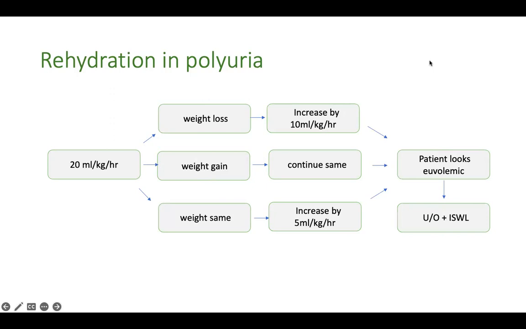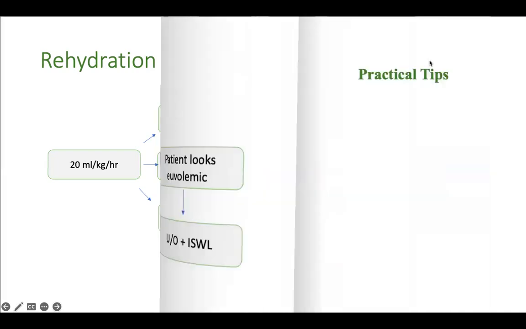Remember, just like in oliguria, you give urine output plus insensible water loss. In polyuria also, it is urine output plus insensible water loss, but this formula is applicable only after you have rehydrated the child. If you do not rehydrate and start with urine output plus insensible loss, the child will remain dehydrated. So always make dehydration correct and then move on to this.